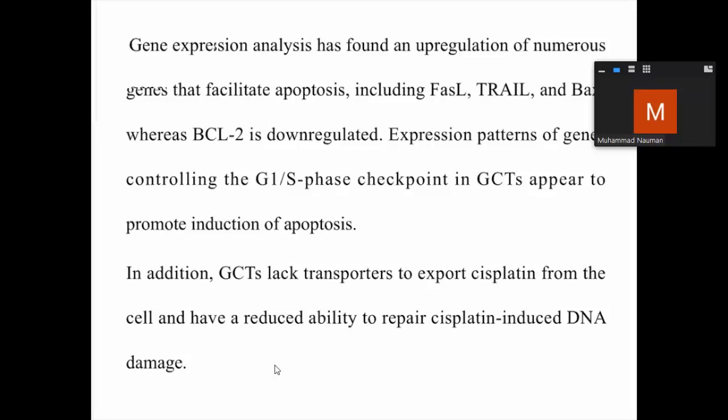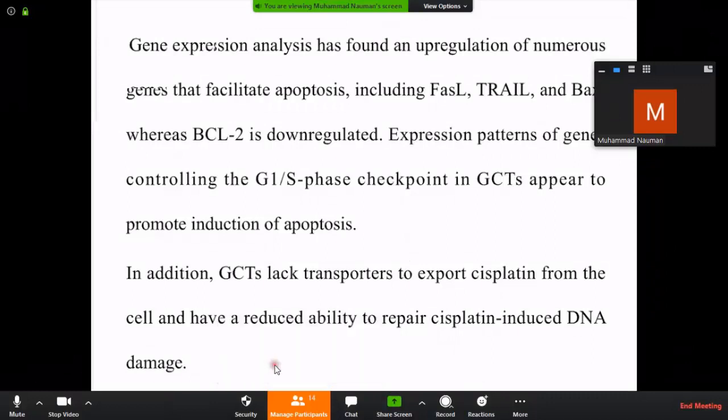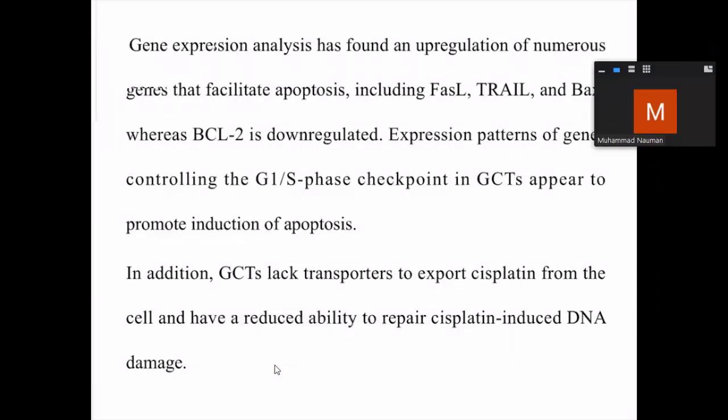In addition, germ cell tumors lack transporters to export cisplatin from the cell and have a reduced ability to repair cisplatin-induced DNA damage. In the previous lecture, we were told that when cisplatin enters a germ cell tumor cell, its effectivity will remain as long as it is inside that particular cell. Once it is pushed by the cell outside the cell boundaries, it will have no effect on the cell. In germ cell tumors, they don't have the pusher, or any exporter, to export the cisplatin out of the system. And they have reduced ability to repair cisplatin-induced DNA damage, which I will explain in a later slide.